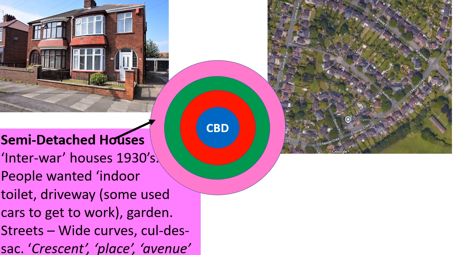Whereas the terraced houses, the workers lived in the terraced houses very near to the factories. So that's where the terraced houses are very different. The semi-detached houses, you might have a garden, and the streets, if you look on the top right, they were wide curves, maybe cul-de-sacs, and sometimes the street names would be called Crescent or Place or Avenue. Those are common endings for street names.